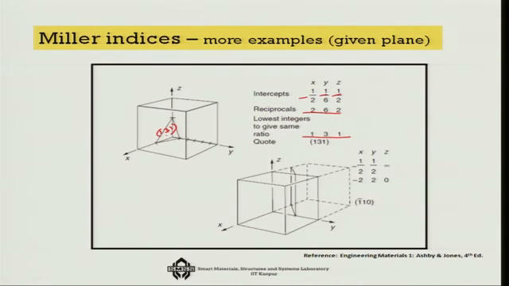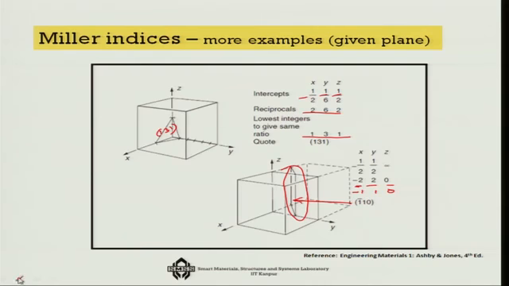Suppose I take some other plane, this particular case for example, where the intercepts are minus 1/2, 1/2 and infinity. Again I take the reciprocal, which is minus 2, 2, 0, and I can simplify by dividing all of them by 2 first, that means it will become minus 1, 1, 0, and then the negative is denoted as a bar. So, 1 bar 1 0 is the Miller index of this particular plane.